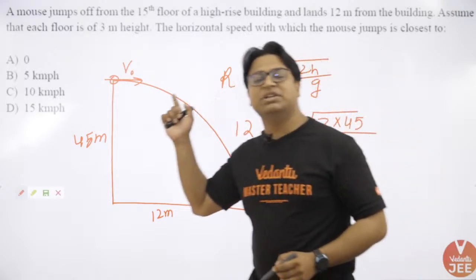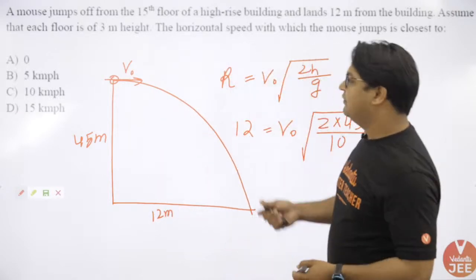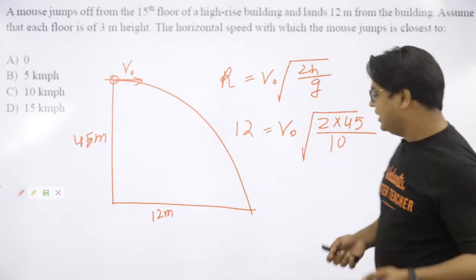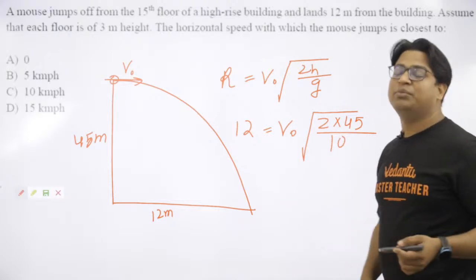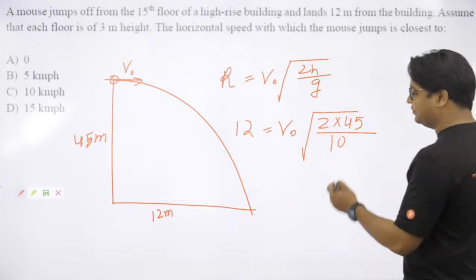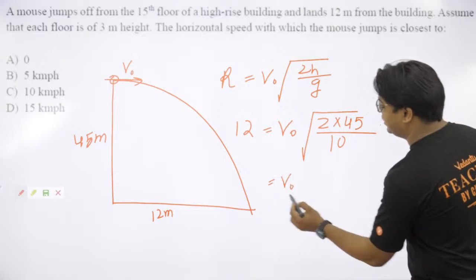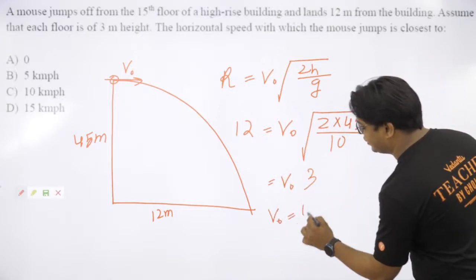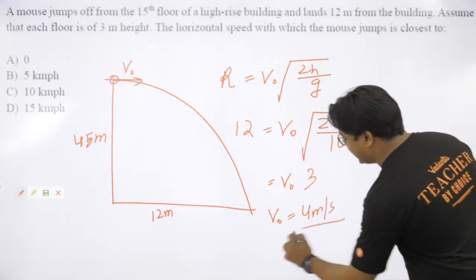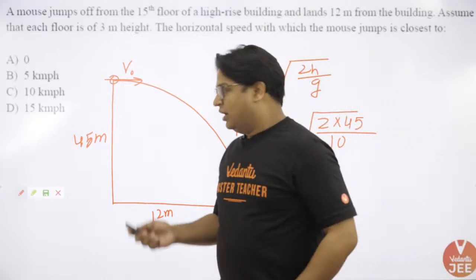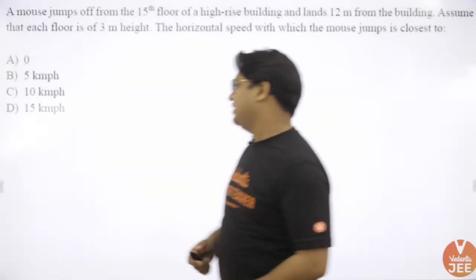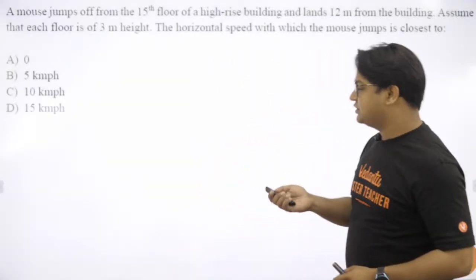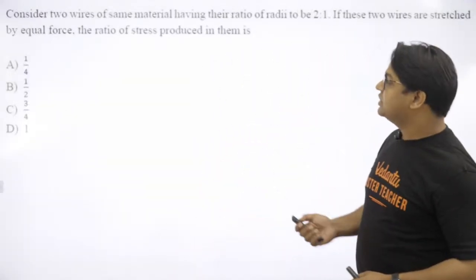The value of g is not mentioned in the question, but we can take it as 9.8 or 10. Taking it as 10 will make the calculation easy, so I'll do it that way. It becomes V0 into root of 9, which is 3. So from here we get V0 equal to 4 meter per second. A straightforward simple question. Expecting many of you to get this one correct. Let's move to the next question now.